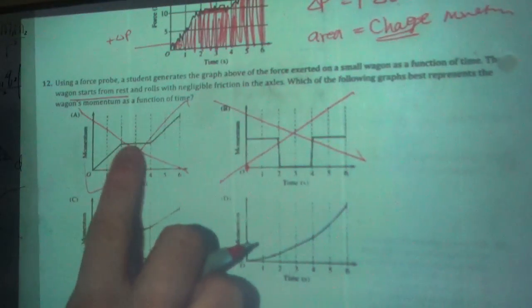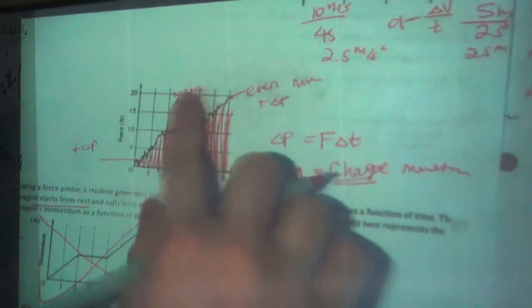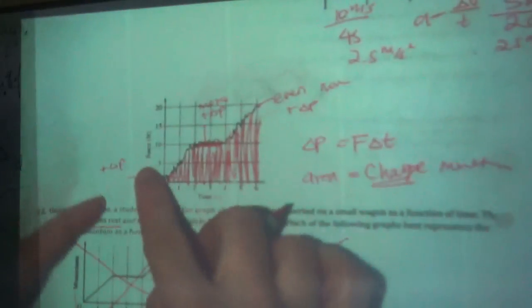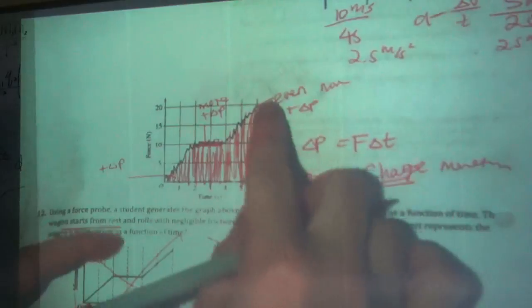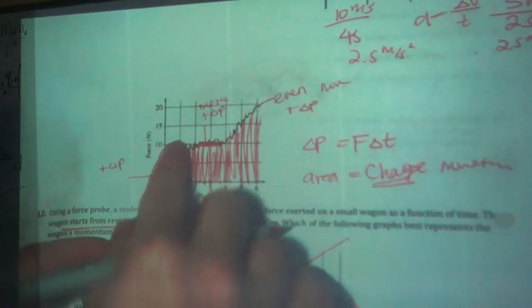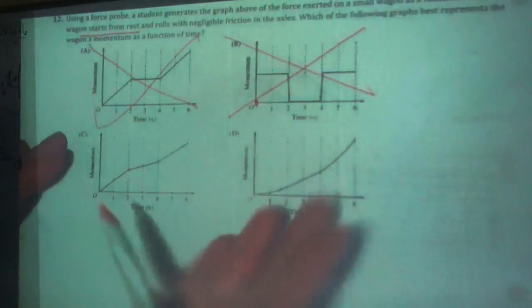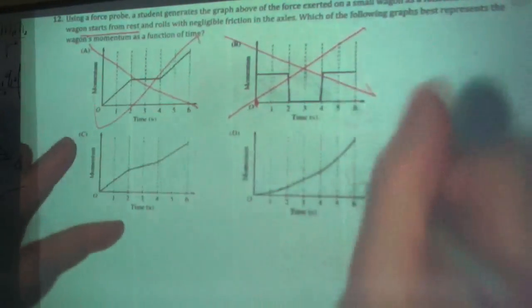So I for sure want a graph where the momentum is increasing the entire time, so we can cross off A because that shows that it's staying the same here when we know that momentum would actually be increasing in there. And then now I need to just pick the graph that shows increasing the entire time and increasing at an even faster rate. So the only one that shows it increasing at a faster and faster rate is D.